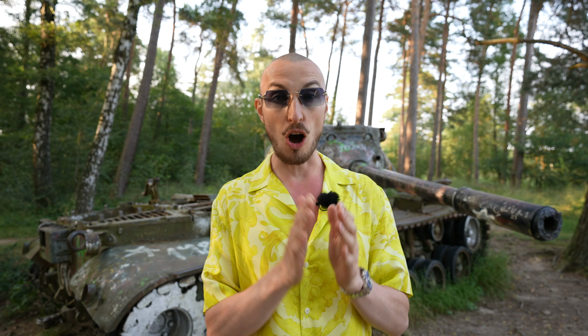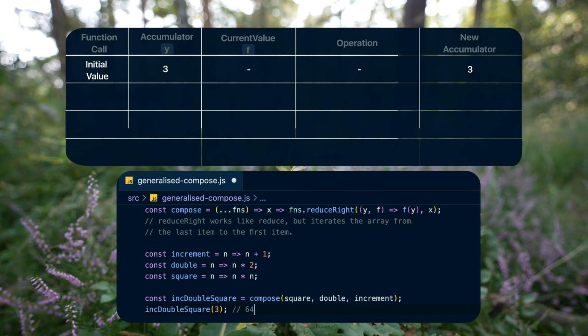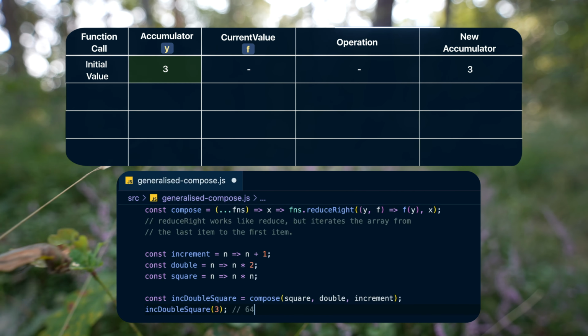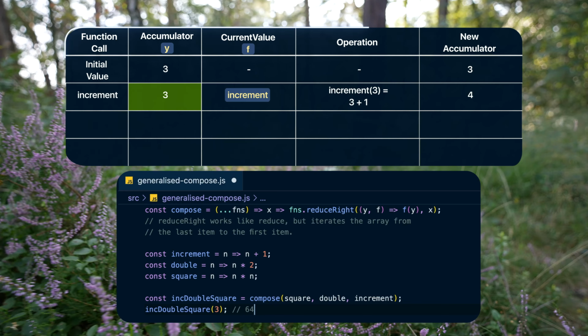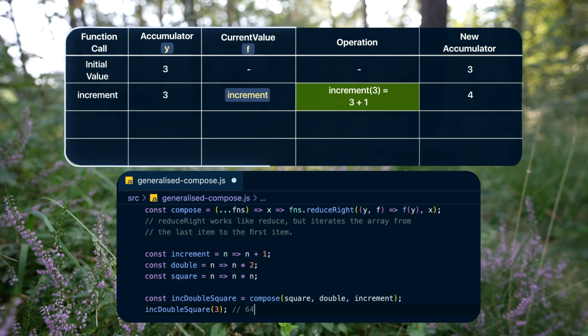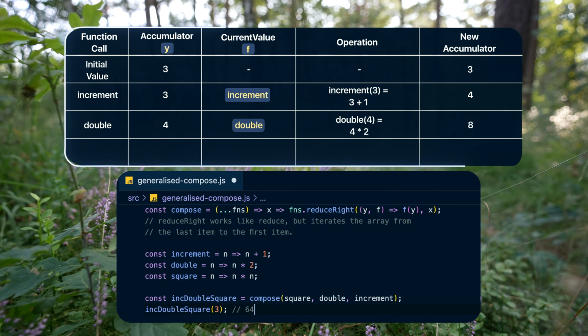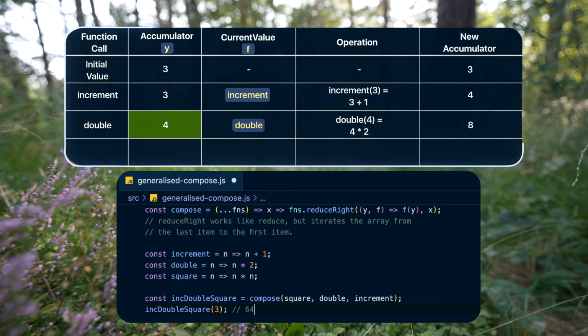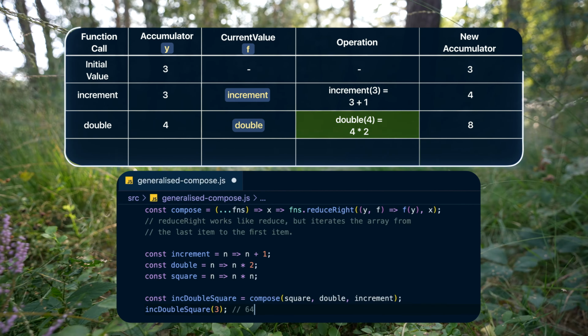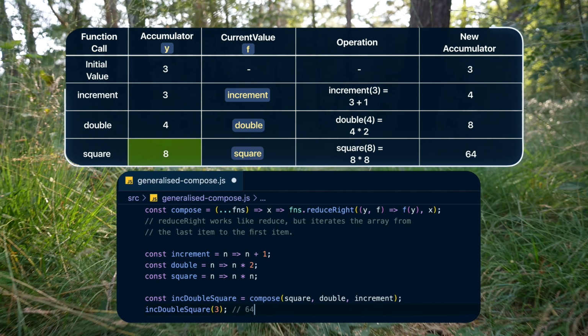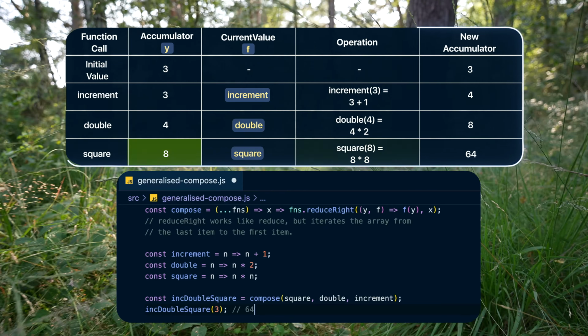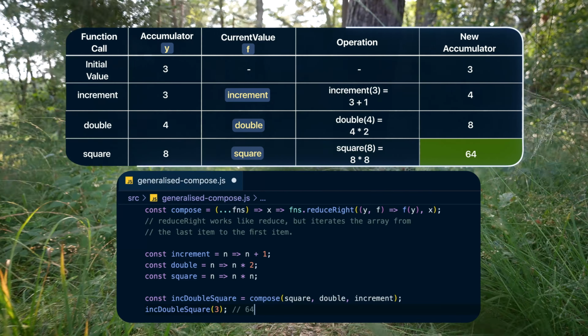So now let's walk through all of the steps when you apply the compose function to your three functions. The initial value is 3, and you pass this initial value 3 to the first function, which is the increment function, so 3 plus 1 is 4. Then you pass 4 into the second function, which is the double function, and 4 times 2 is 8. And now you pass 8 into the last function, the square function, and 8 squared is 64.